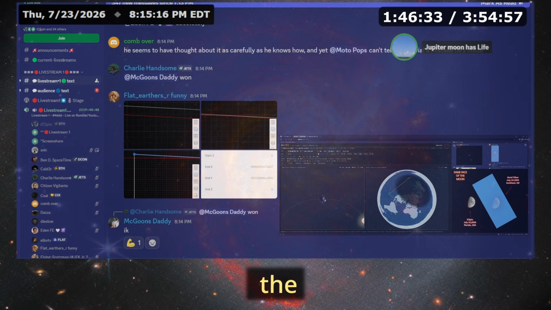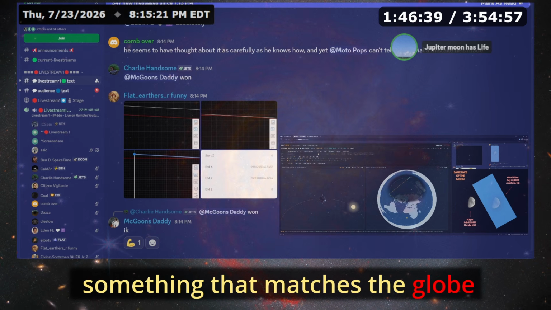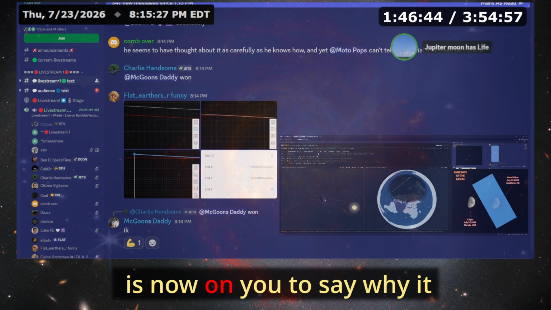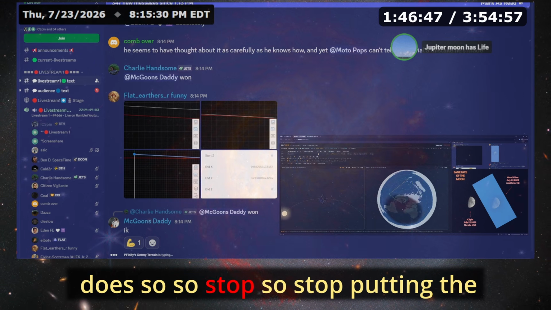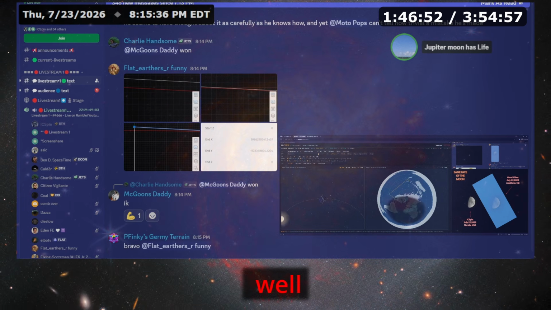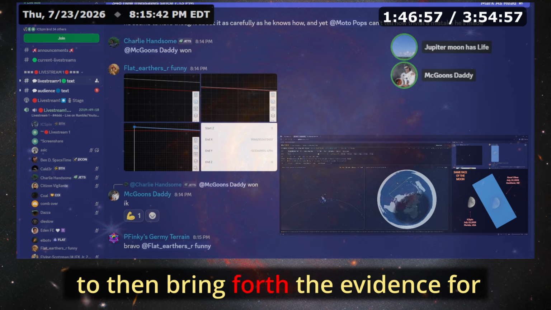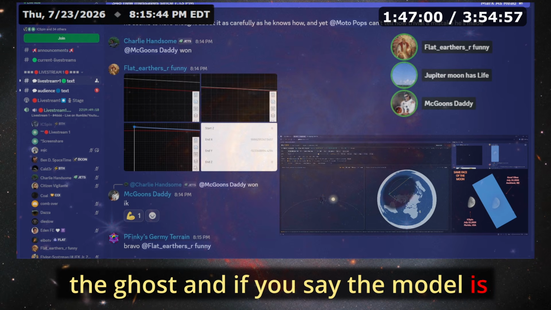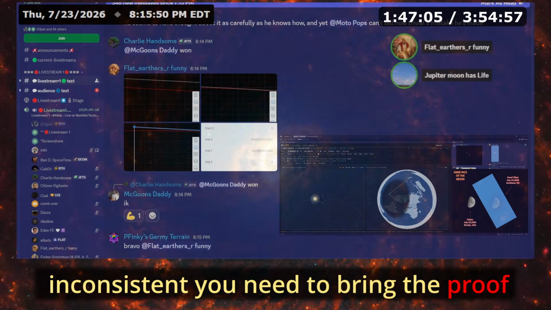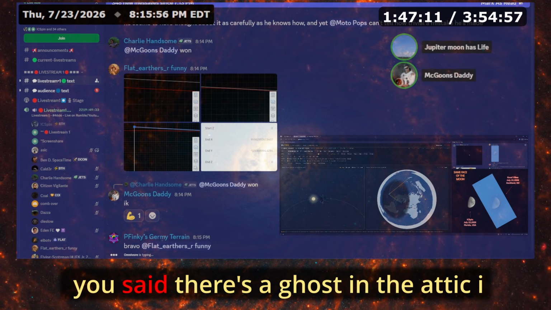The point is, real quickly, that if I tell you something that matches the globe, that supports our globe, and you say, no, it doesn't, the burden of proof is now on you to say why it does. So stop putting the burden of proof on us, because we tell you something. That's not how the burden of proof works. Well, if you say there's a ghost in your attic and I say no, there isn't, you have to then bring forth the evidence for the ghost. You fundamentally misunderstand the burden of proof. And if you say the observation is inconsistent, you need to bring the proof to show why it is inconsistent.